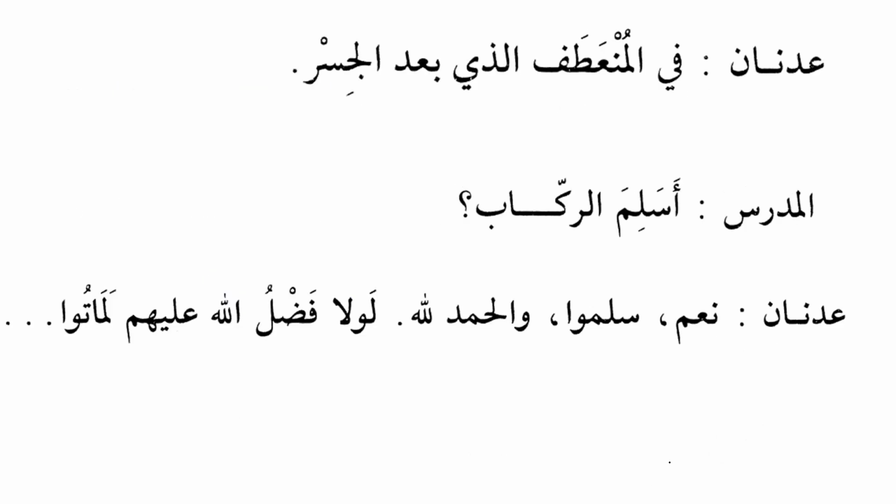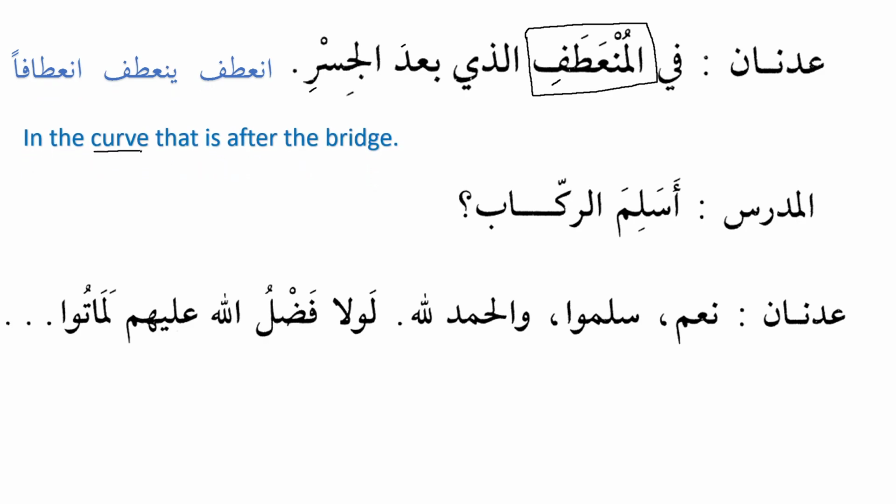Aina, where? Adnanu: fil mun'ataf alladhi ba'da al-jisri, in the curve which is after the bridge. Now we know that mun'ataf is on the pattern of ism al-maf'ul. However, we know that this form does not have ism al-maf'ul, so it will be used as dharf. So what kind of dharf is this? This is a dharf makan, adverb of place, because it tells us about what? It tells us about the curve. In'ataf, in'atafa yan'atifu in'itafan, is to turn right or left. So also when it is a noun, it is called a curve. In the curve that is after, or when it is dharf, after the bridge.